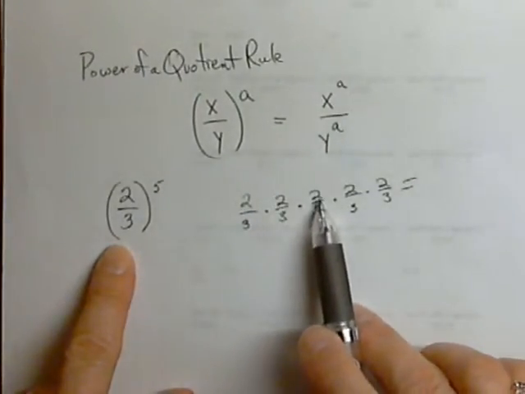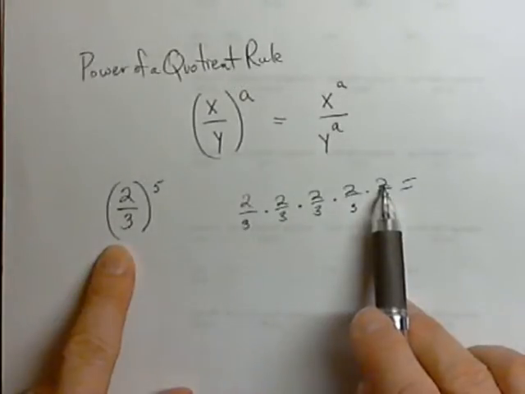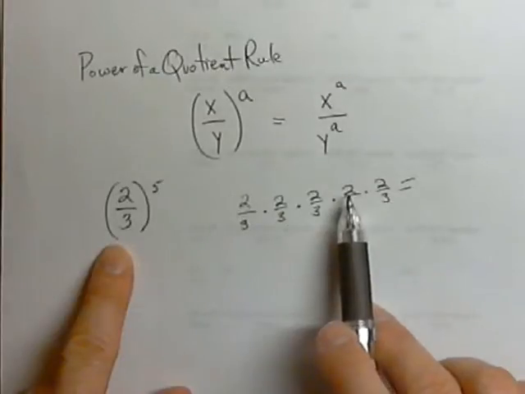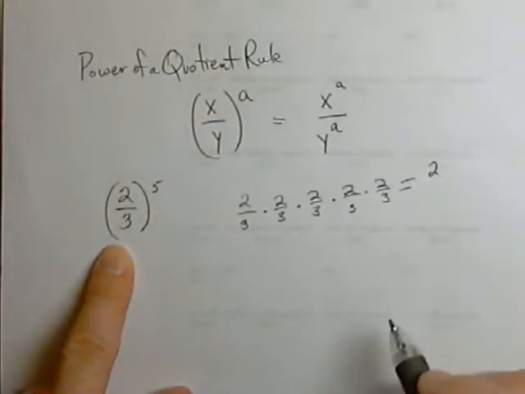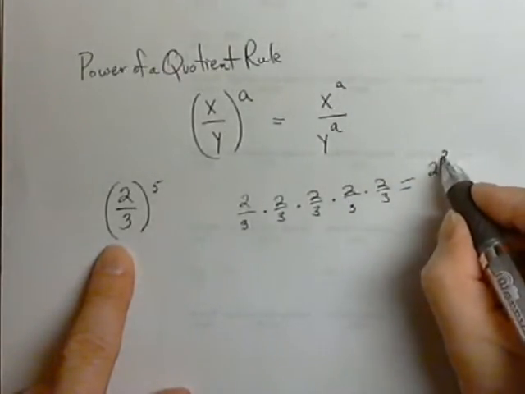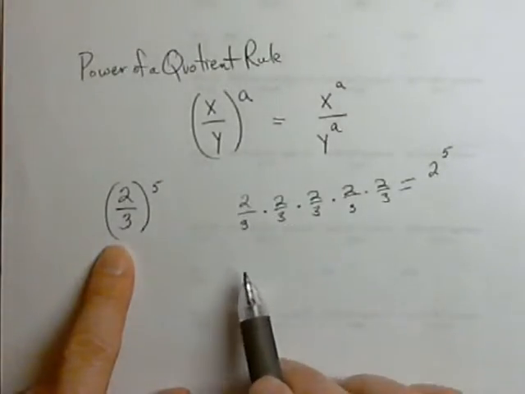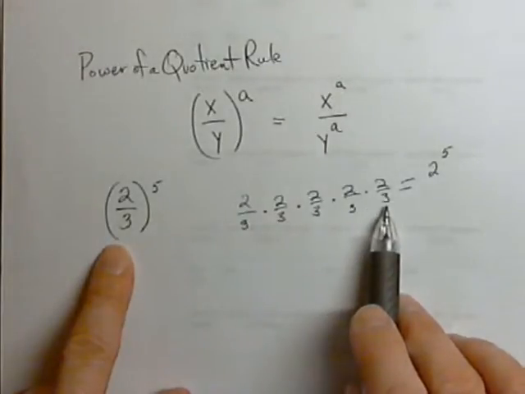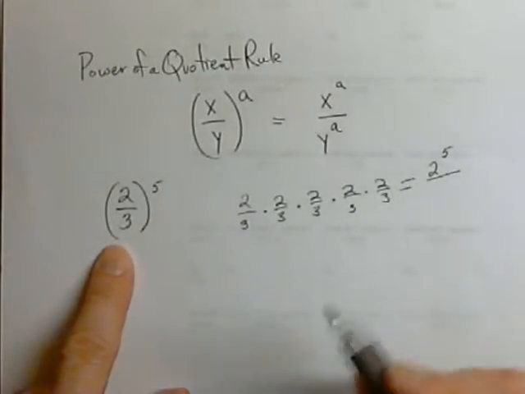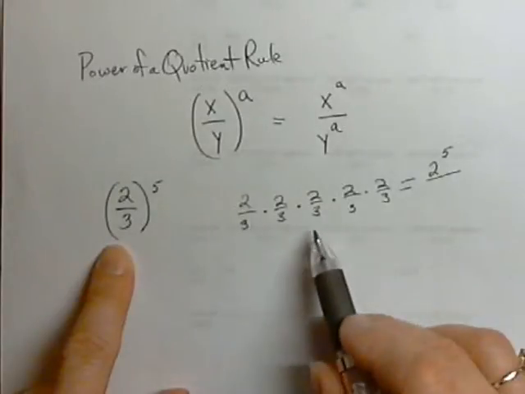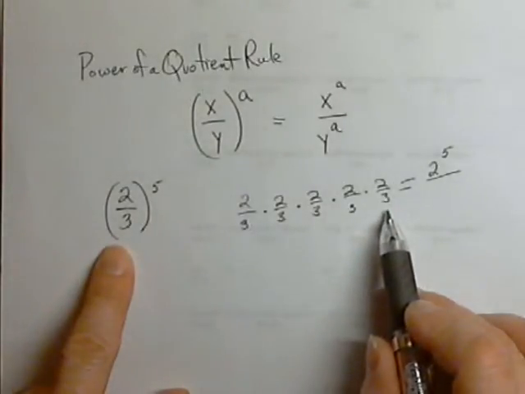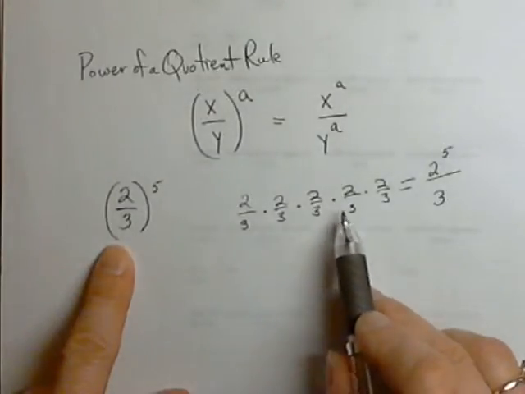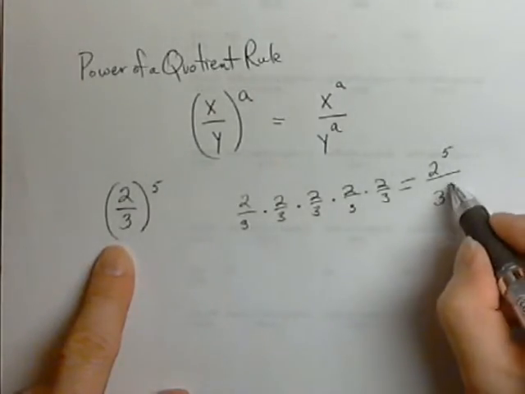Well, let's take a look at this. 2 times 2 times 2 times 2 times 2. What we have is repeated multiplication in our numerator. Our base, 2, is being used as a factor 5 times. Look in the denominator. We have 3 times 3 times 3 times 3 times 3. Well, to show repeated multiplication, the number that's repeatedly multiplied, that's our 3, is our base, and the number of times it's being used as a factor is our exponent.